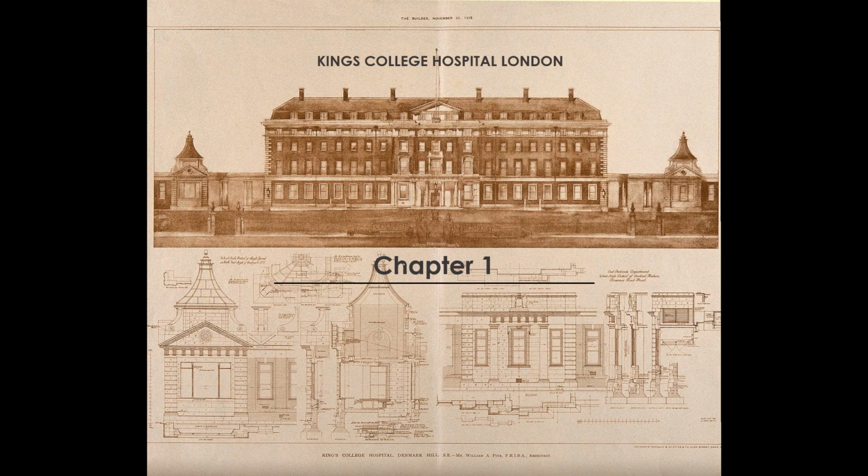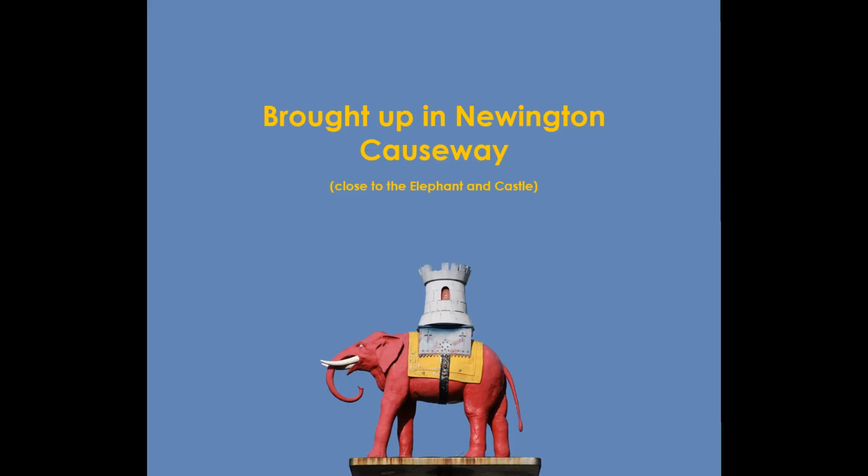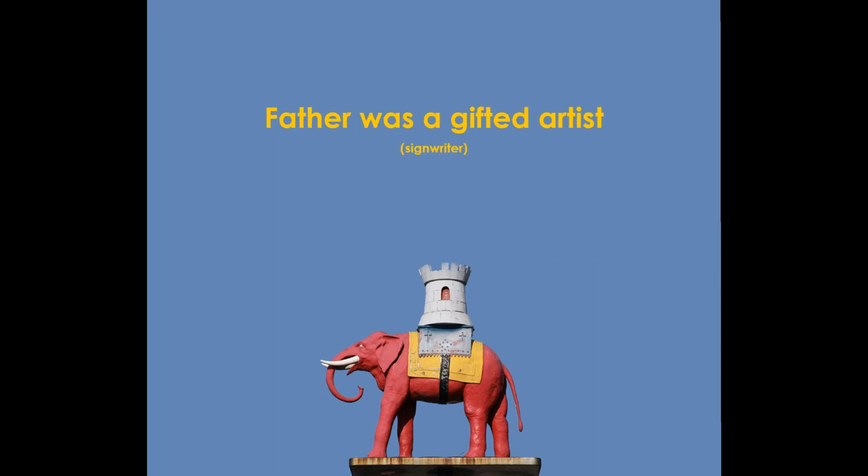Our story starts at King's College Hospital in London, with the birth of Terence R. Tarrant on the 7th of January in 1930. Tarrant was brought up in Newington Causeway, which is close to the Elephant and Castle. His father worked as a station master for the London Underground, and he was also a gifted artist who in his spare time would produce signage for local shops and businesses, generating extra income for the family.